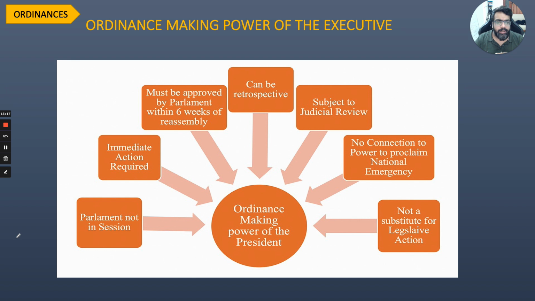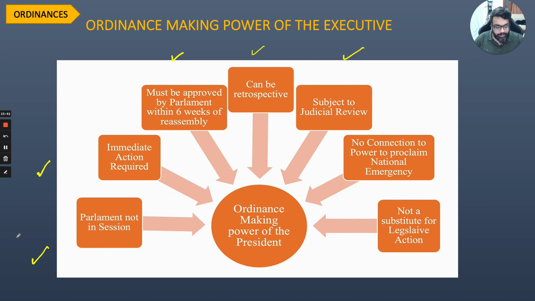But when we talk about the president, you could interchange it with the governor. You could also draw a diagram like this in your mains answers. So the basic idea is that the parliament is not in session. You require an immediate action, and it must be approved by the parliament within 6 weeks of reassembly. Ordinances can be retrospective if they're made on a civil law. Ordinances are subject to judicial review.